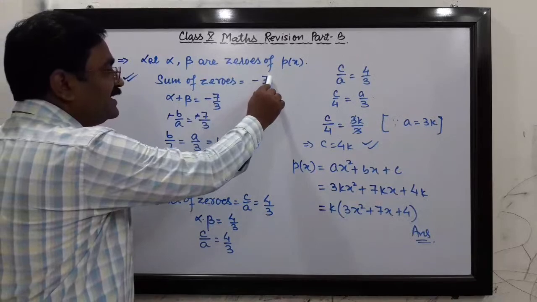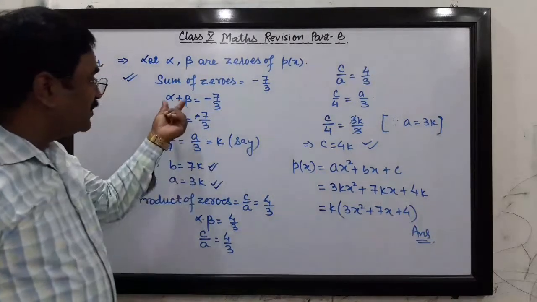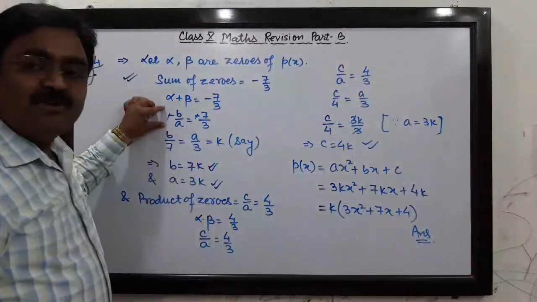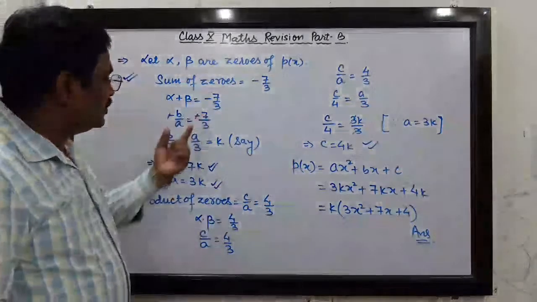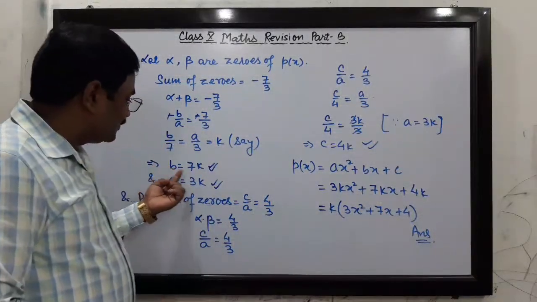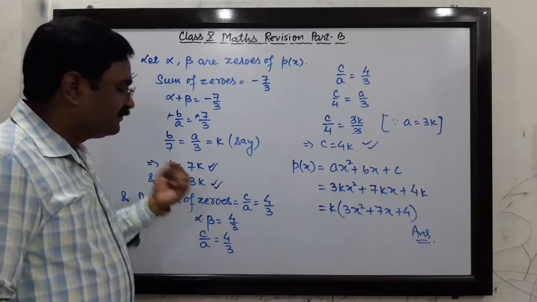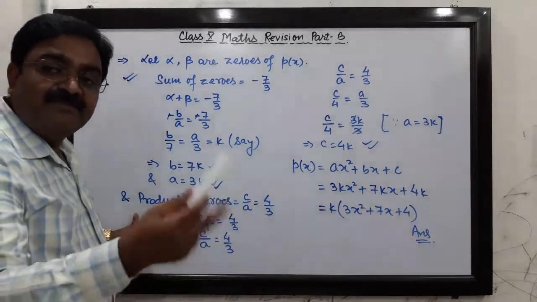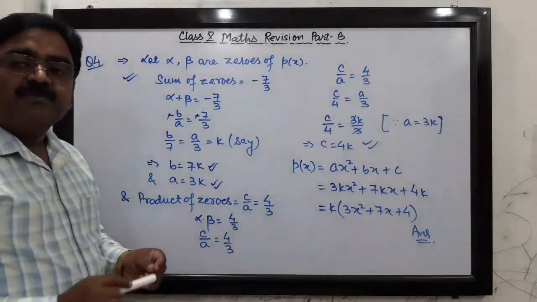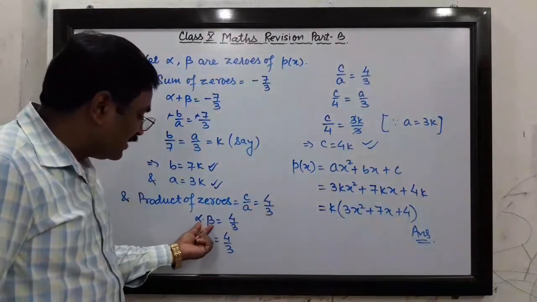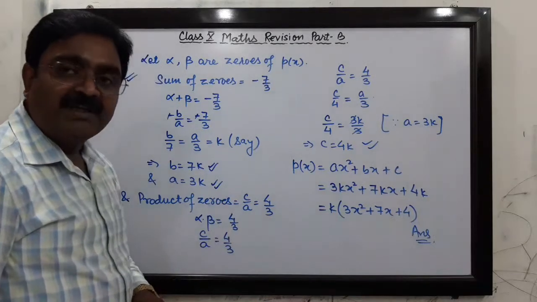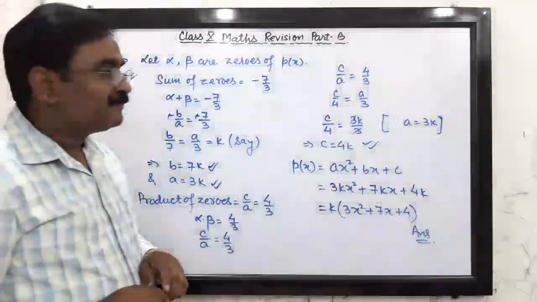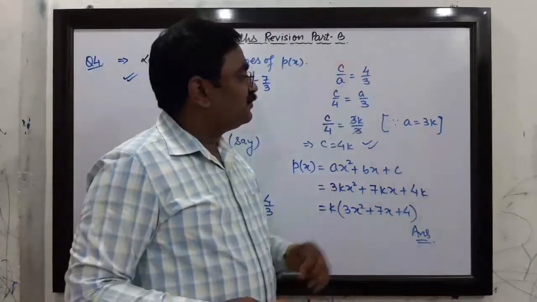Sum of zeros was given as -7 upon 3. So sum of zeros means alpha plus beta is equal to -7 upon 3, and alpha plus beta means minus b upon a, as you have read. From here we got the value of b is equal to 7k and a is equal to 3k. Okay? After getting the values of b and a, we used the second information, product of zeros, and product of zeros is 4 upon 3, means alpha into beta is equal to 4 upon 3. And you know the formula alpha into beta is equal to c upon a. So c upon a is equal to 4 upon 3.